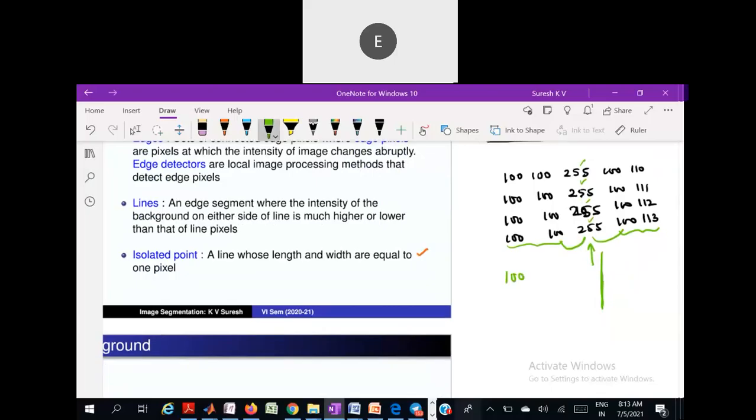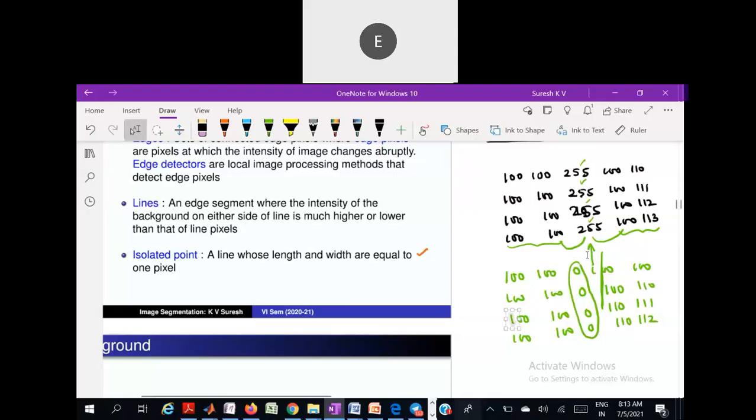So for example, if I have something like this is 0, again 100, 100, 100, 100, this is 0, 100 or 110. Whatever I am writing, I hope you are able to see it. Are you able to see it? Yes, sir. Okay.